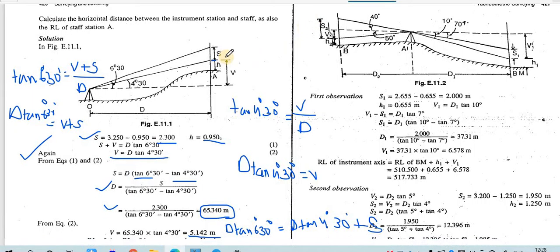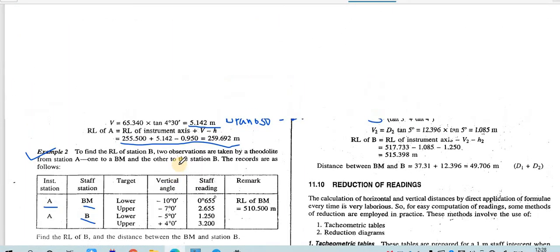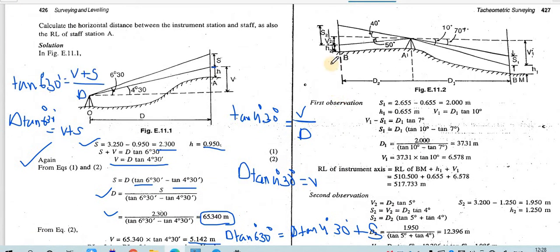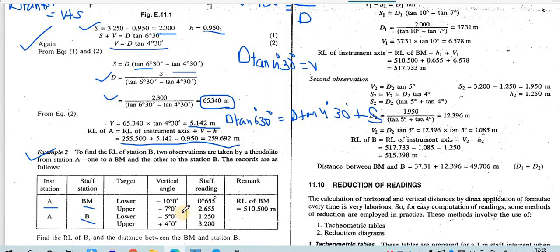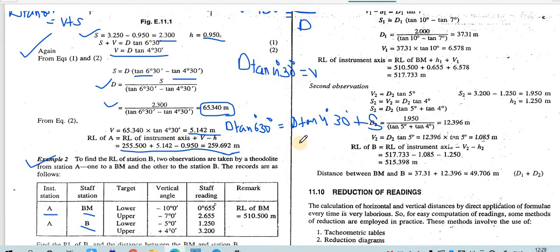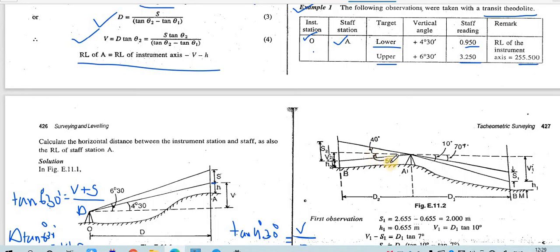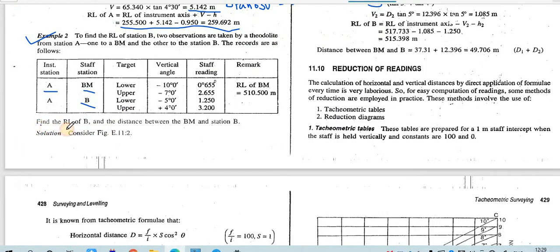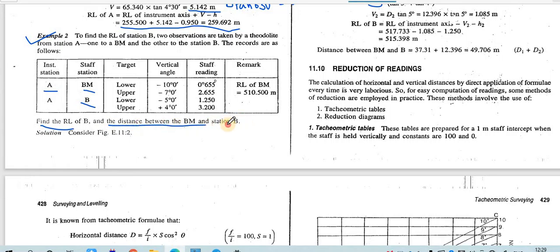Over here, one angle is in elevation. The lower one is coming negative, which is below the line of axis, and one is above the line of axis. So the angle above is plus 4 and the lower one is minus 5. The total distance is S2. From the instrument axis to the bottom hair reading will be V2, and from the bottom to the ground will be H2. From the first observation, what we need to find is the RL of point B and the distance between the benchmark and station B.